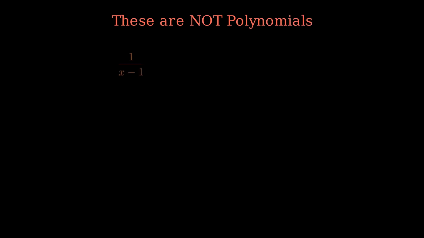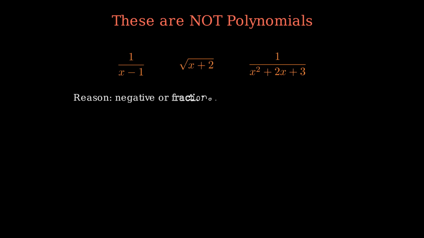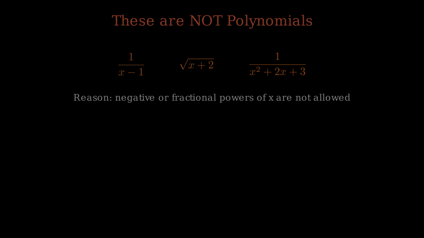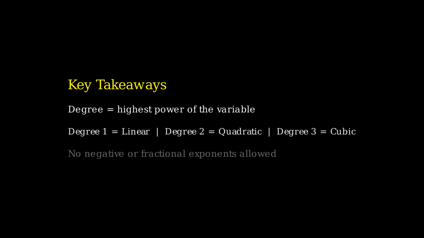It is important to know which expressions are not polynomials. 1 over x minus 1 involves a negative power of x. The square root of x plus 2 involves a fractional power of x. Neither is allowed in a polynomial. In summary, the degree is the highest power of the variable. Degree 1 is linear, degree 2 is quadratic, and degree 3 is cubic. No negative or fractional exponents are permitted.